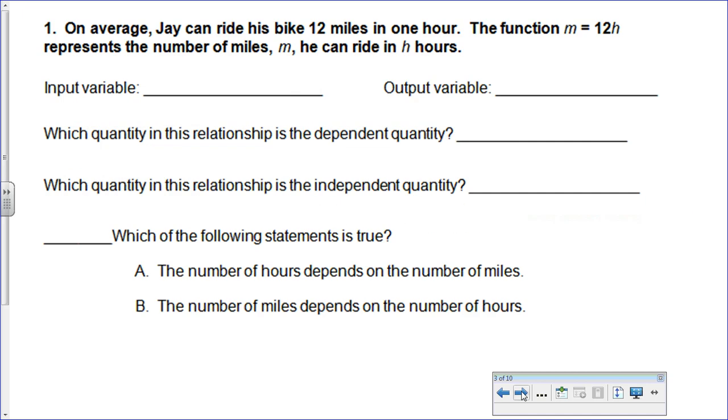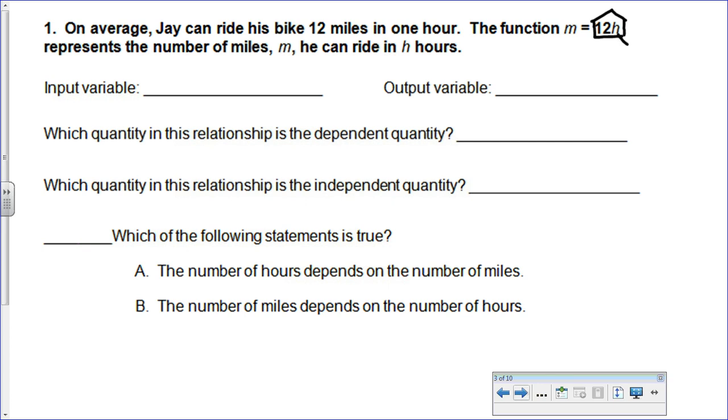Let's try some examples. Number 1, on average, Jay can ride his bike 12 miles in 1 hour. The function m equals 12h represents the number of miles m he can ride in h hours. They're asking us for the input variable. The easiest way to think about this is to think about your equation as if it had a house around the inside of the equation. So a 12 and an h are inside the house together, and m is on the outside.